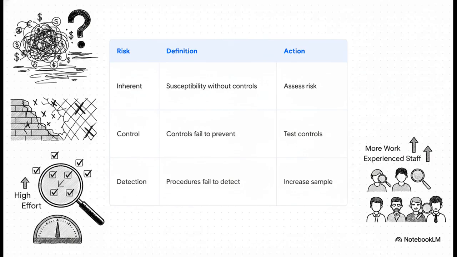Inherent risk is the raw, natural susceptibility of an account to be wrong, completely ignoring any safety nets. Like highly complex foreign currency transactions, huge inherent risk. Then we have control risk, which is the danger that the client's own internal safety nets fail to catch an error. Now, as an auditor, you can assess these two, but you can't change them. They are what they are. However, detection risk, the risk that your own audit procedures completely miss the error, is the only dial you can actually turn. If inherent and control risks are dangerously high, you've got to actively lower your detection risk by doing more work. Think larger sample sizes or bringing in more experienced staff.